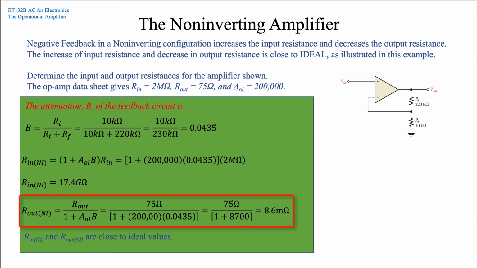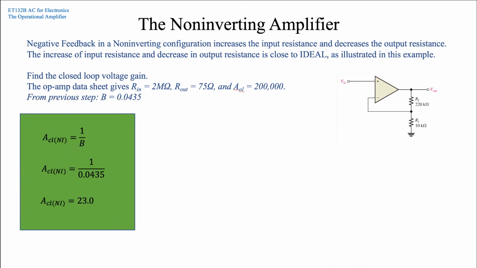R_out, non-inverting, is equal to R_out divided by 1 plus the open loop gain times B, which gives us a value of 8.6 milliohms. So R_in non-inverting and R_out non-inverting are close to ideal values.